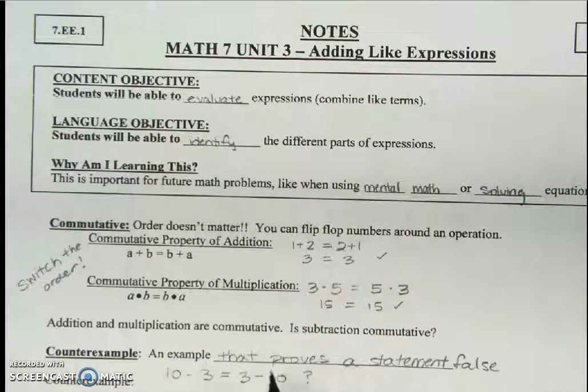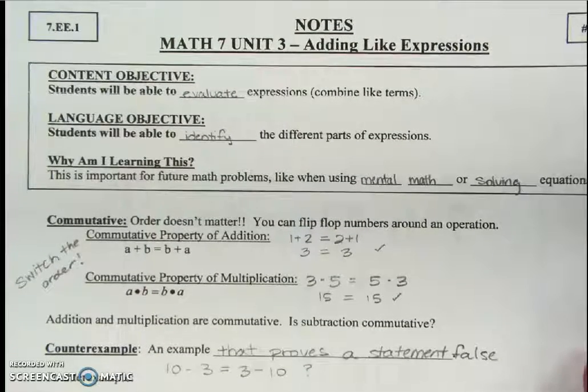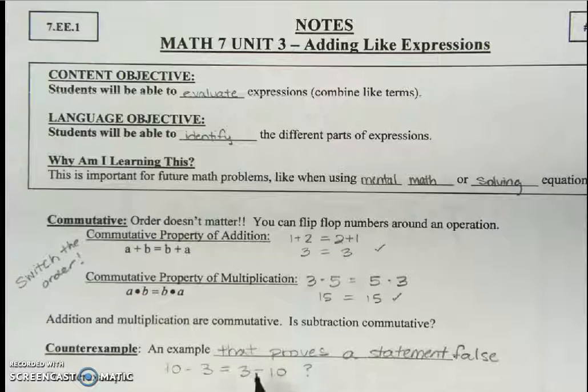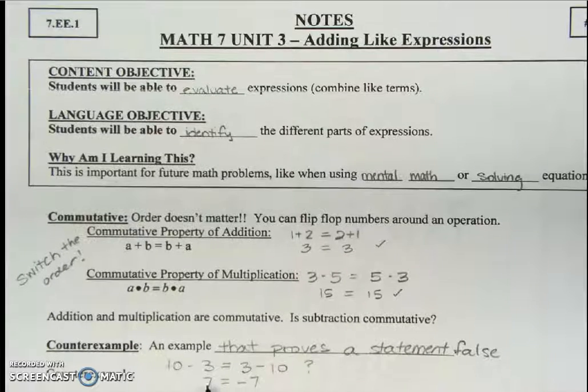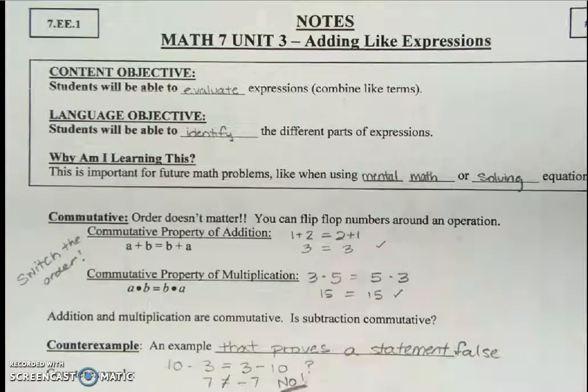So a counter example is an example that would prove a statement false. So let's look at this counter example for subtraction. Does 10 minus 3 equal 3 minus 10? Well, let's think about that. 10 take away 3, that's going to give me 7. Starting with 3 and taking away 10, that's going to give me negative 7. Is positive 7 the same thing as negative 7? No. So this does not work for subtraction.